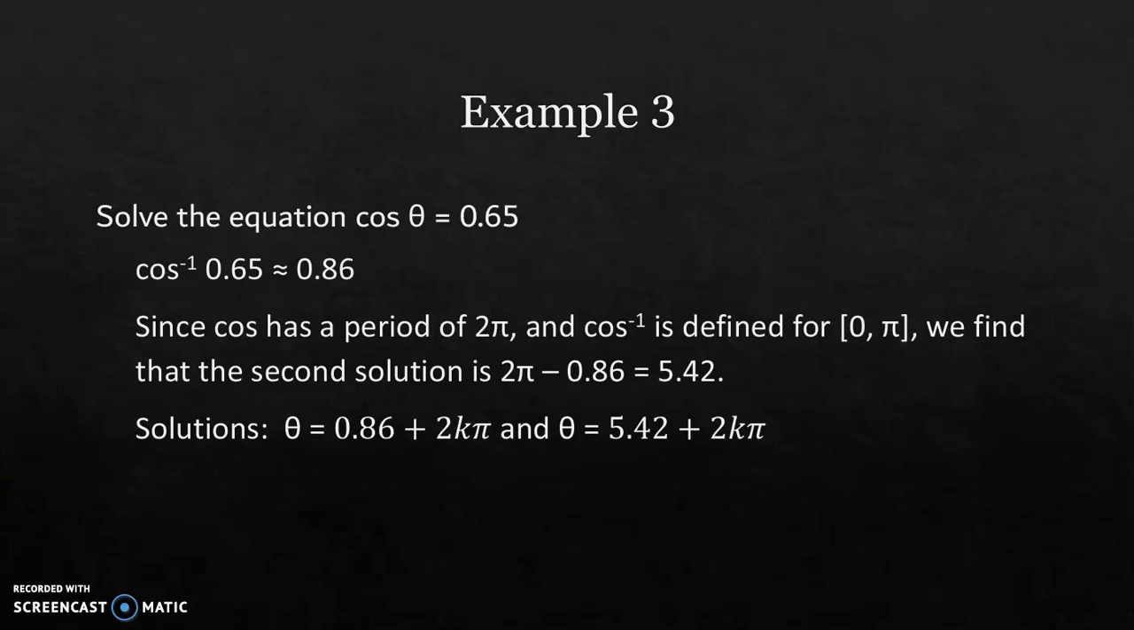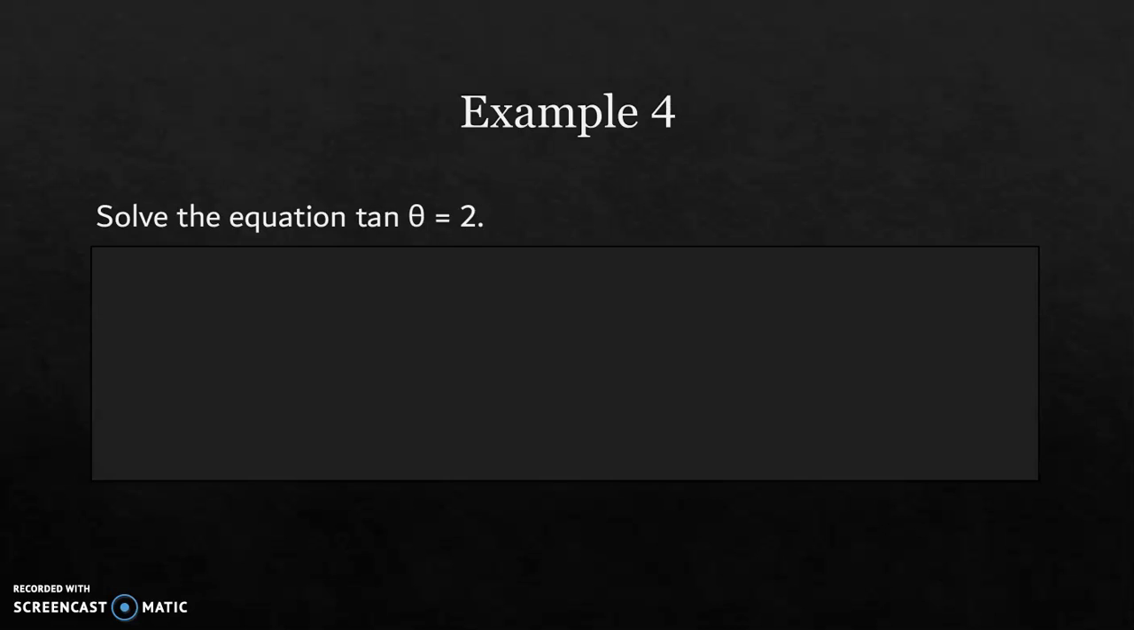So let's take a look at an equation where we have tangent. We've done sine and cosine. Tangent is slightly different. So with tangent, we have the equation tangent theta equals 2. So all we're going to do is do an inverse tangent on both sides.